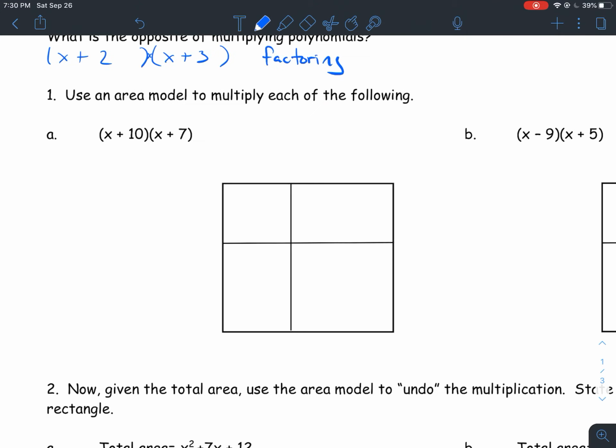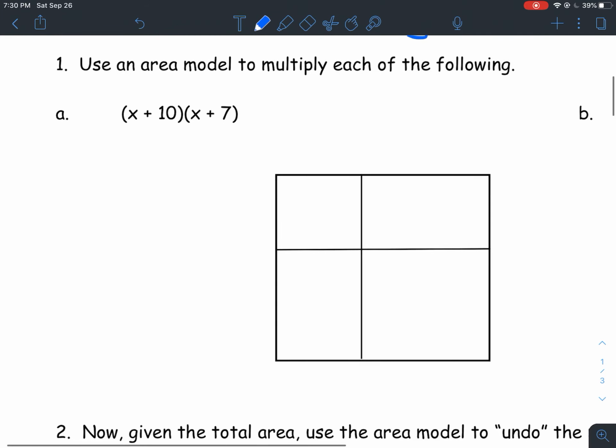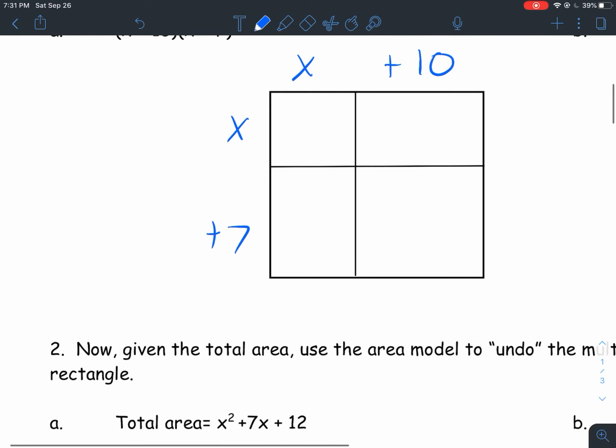All right, so let's go ahead and try this next one. It says, use an area model to multiply each of the following. Hopefully by now you guys are pretty comfortable with using the area model. So I want you to go ahead, write in your numbers. We would have x plus 10, x plus 7. Go through, multiply, combine like terms, and get your answer.